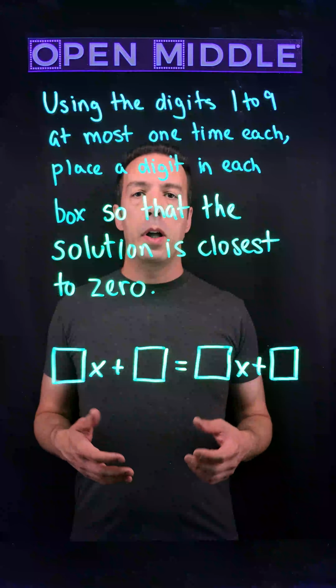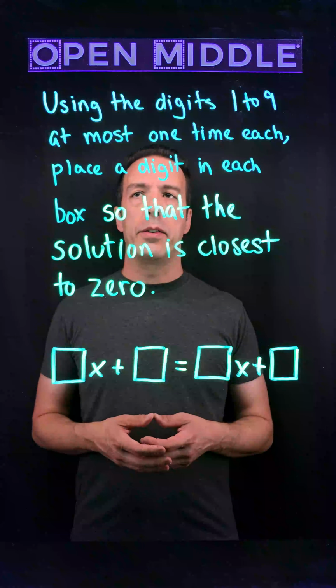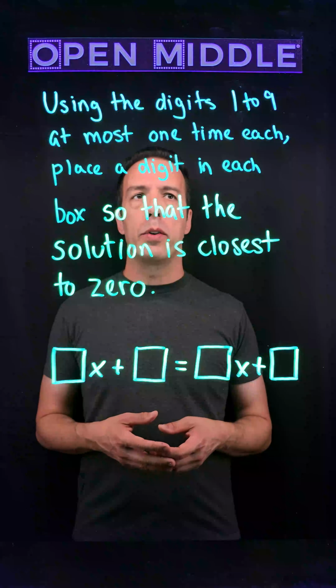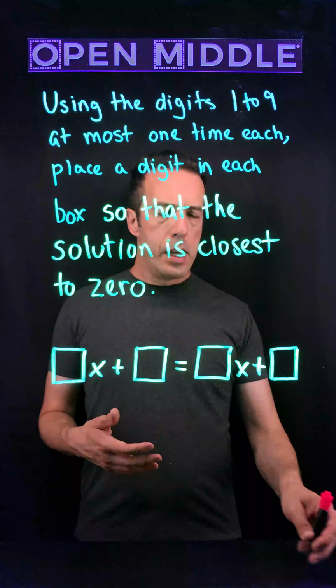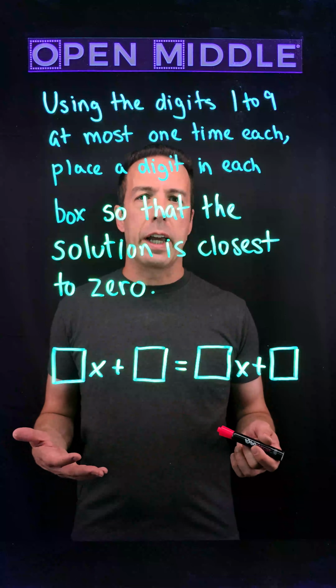Here's an algebra problem on solving equations with variables on both sides. It says, using the digits 1 to 9 at most one time each, place a digit in each box so that the solution is closest to 0. So I think it could actually be kind of useful to guess and check as our first attempt here.